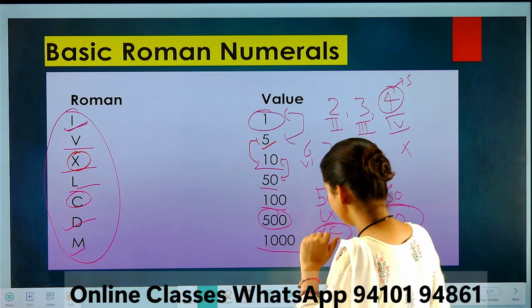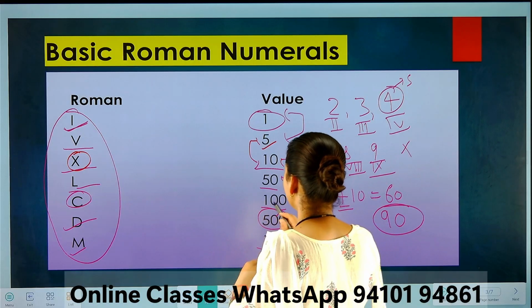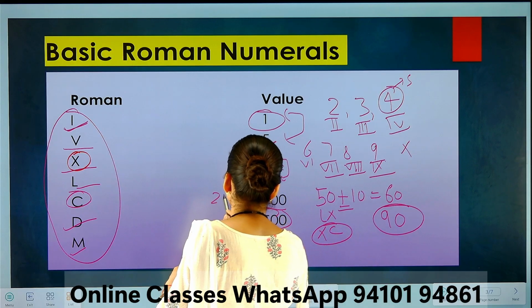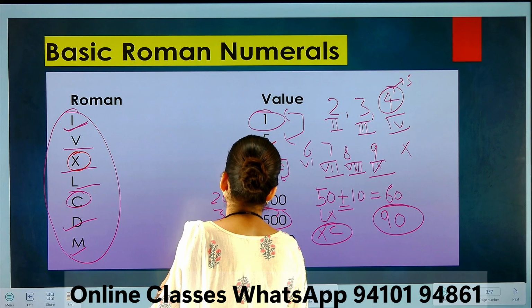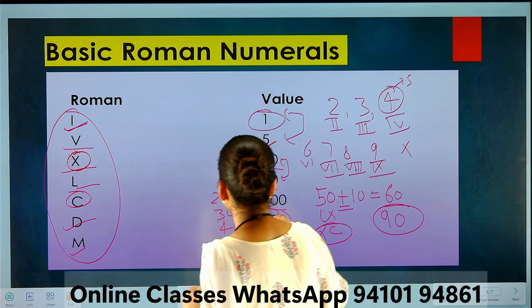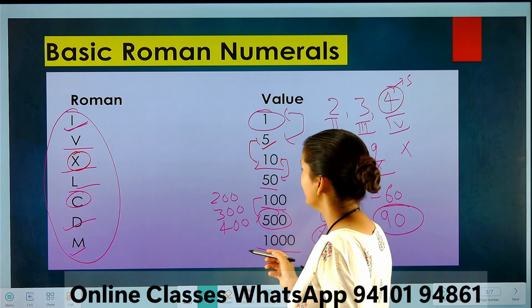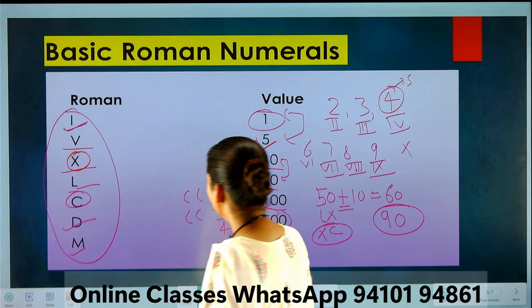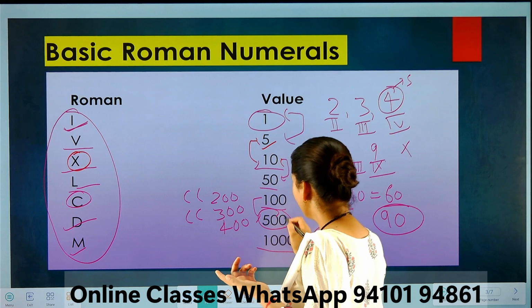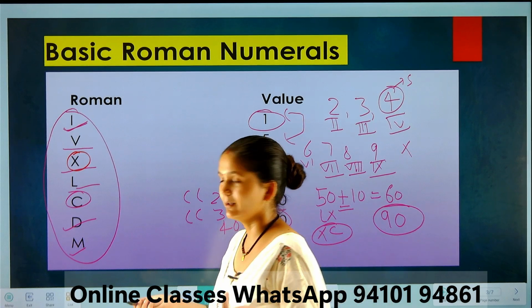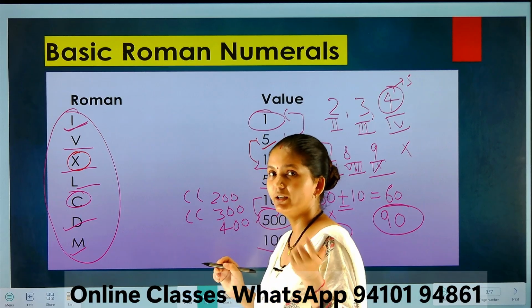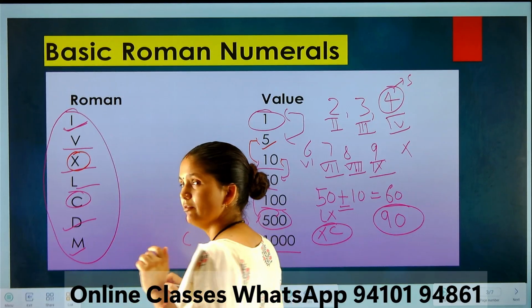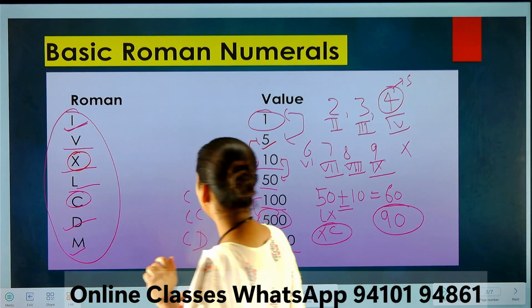Now 100 to 500, 101 to 499. At first we will see 100 to 400, just to look at the 100 place values. 100, 200, 300 and 400 come between 100 and 500. 200 we can easily write because C allows the repetition rule: double C, triple C. Now 400 is nearest to 500, so we follow the subtraction rule. Subtract 100 from 500 and we get 400. So we write 100 at first, then 500 is D, so this is 400.